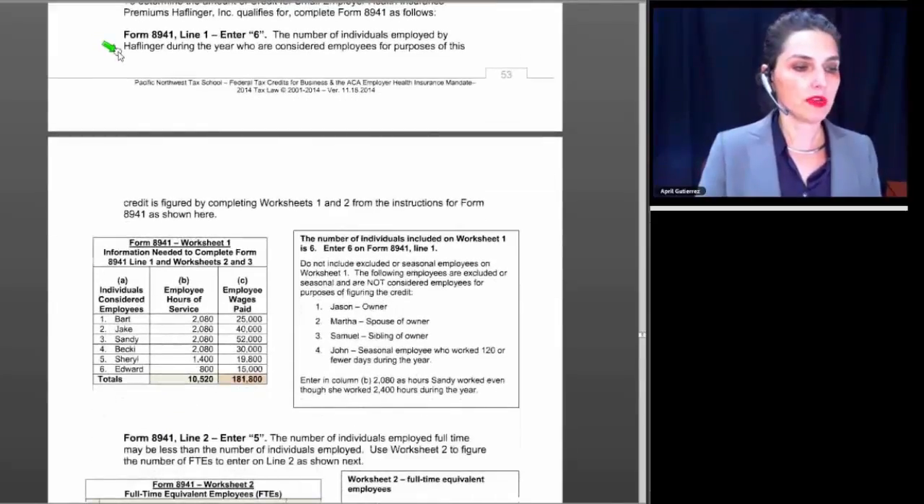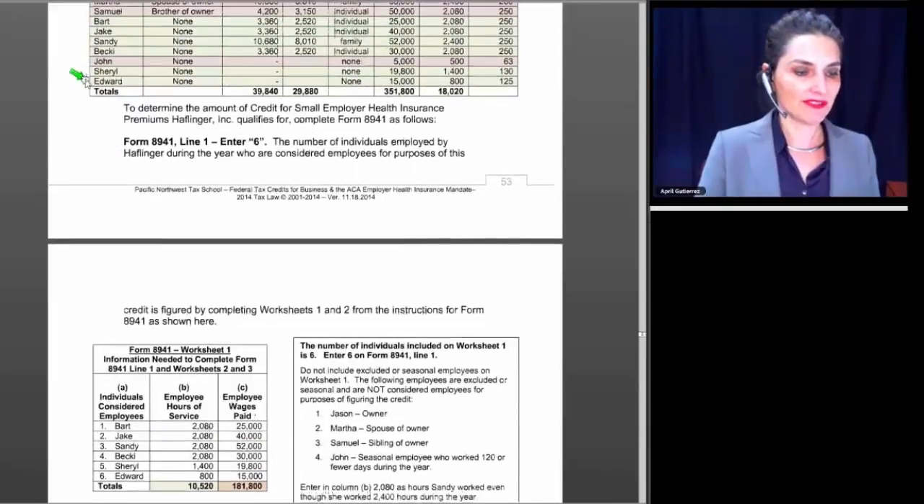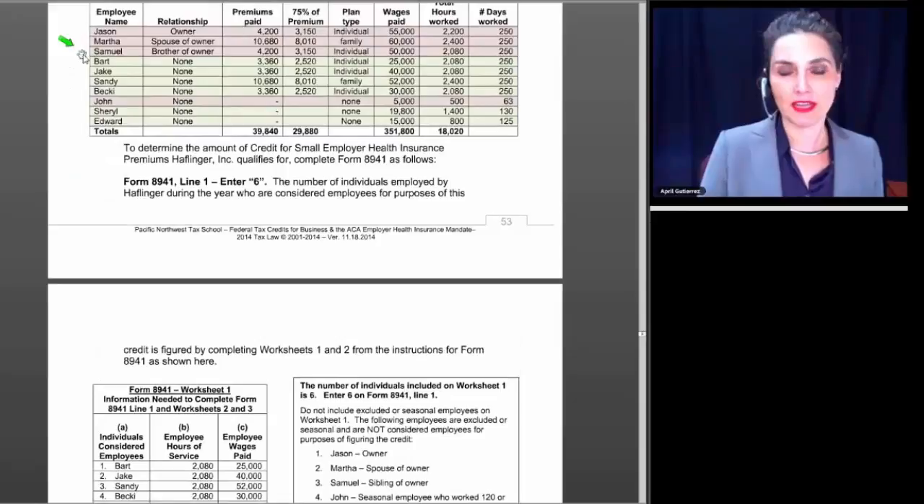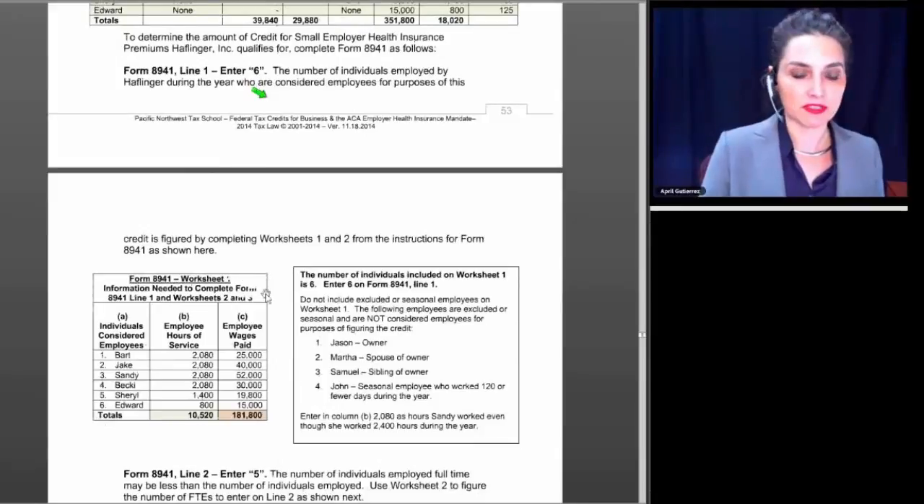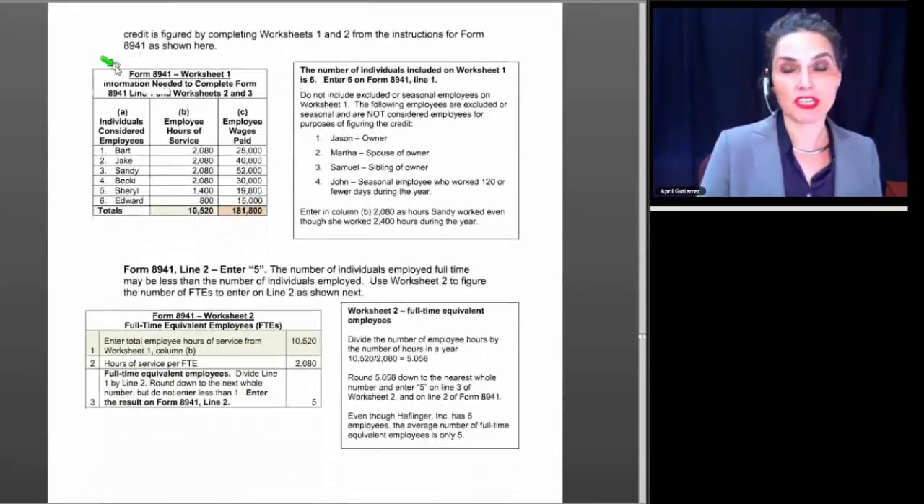On Form 8941, line 1, we're going to enter a 6. And when we're determining the number to enter on that line, we throw out anyone who is not considered to be an FTE, and we're left with 6 people who are considered to have been employees for purposes of our calculations. The next step is to move over to worksheet number 1.